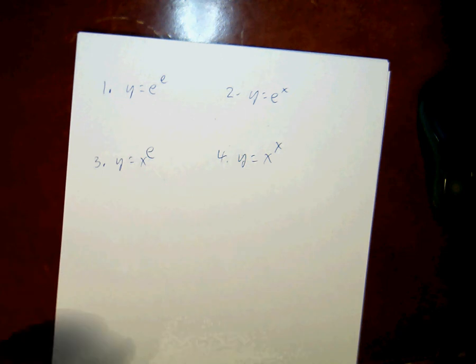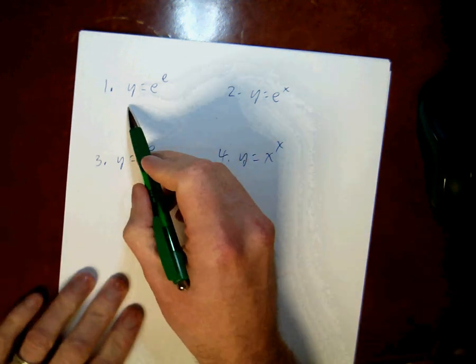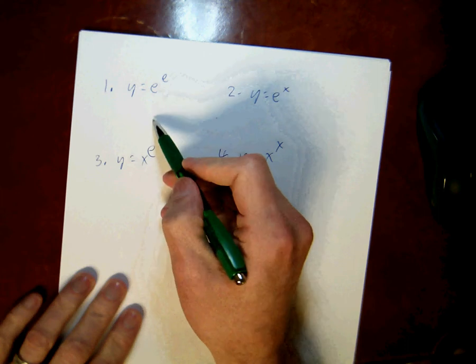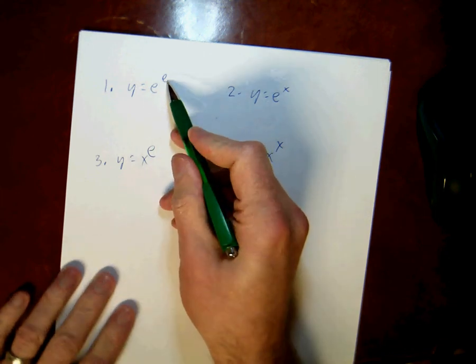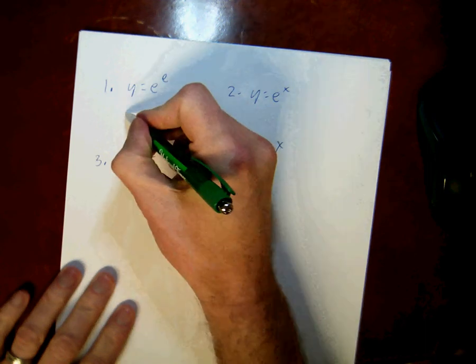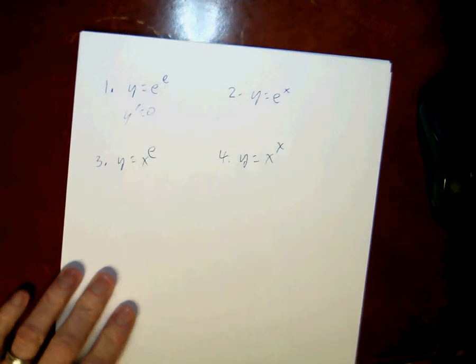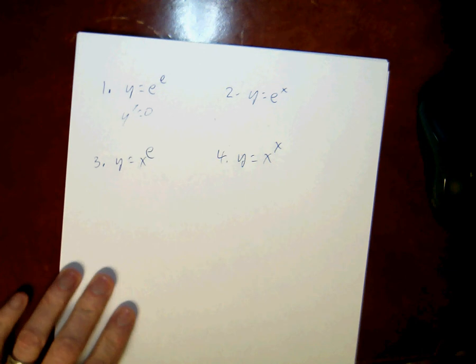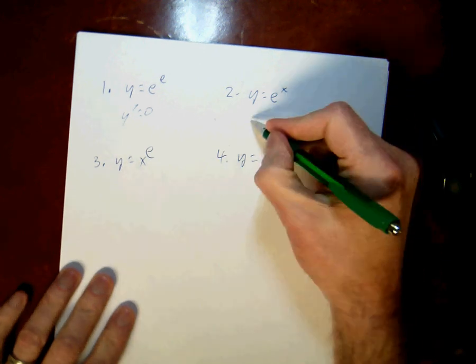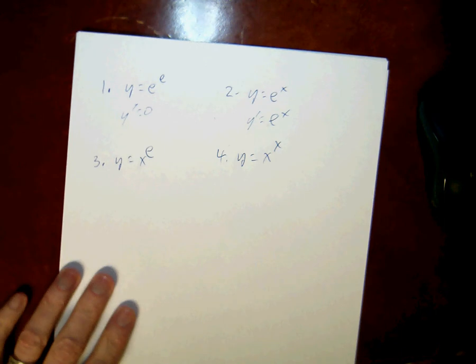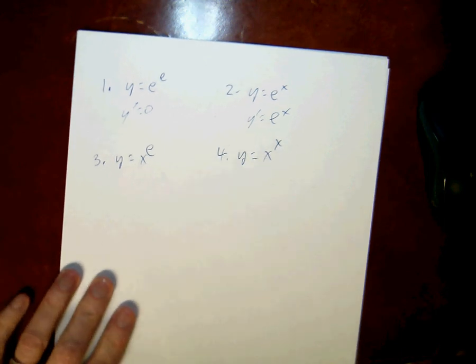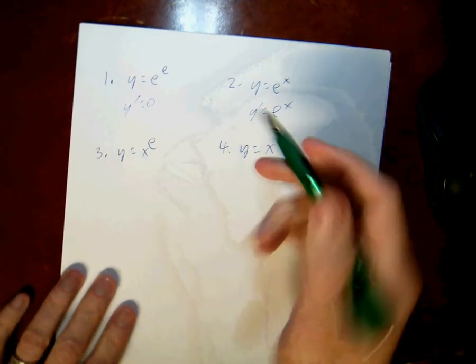All right, so e to the e, that's a number. 2.718 to 2.718, that's going to be a number, and the derivative of all constants is 0. That was pretty easy. Problem 2, well, derivative of e to the x, that's just going to be e to the x. So question 1 and 2 aren't so bad. Question 3, x to a power.